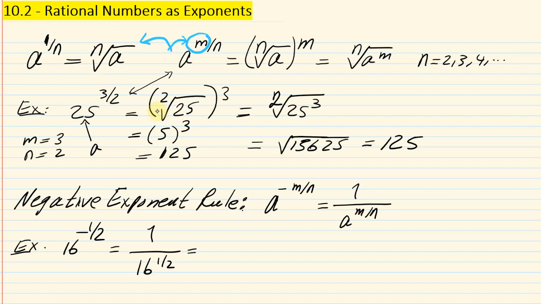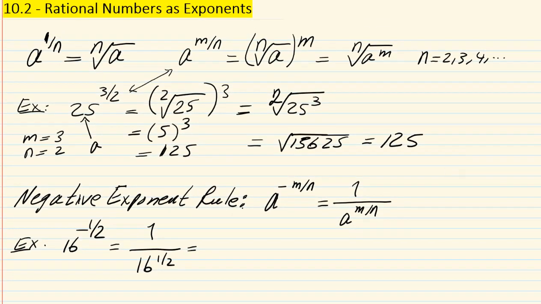So you really don't need two separate expressions. You can just remember this one, and that suffices. That's good enough. You don't need to know the other one. So 16 to 1/2, m is 1, n is 2. Now 16 to 1/2, I can rewrite it as 1 over index 2 of 16. Remember, that's simply square root of 16, which is 4. The answer is 1/4.